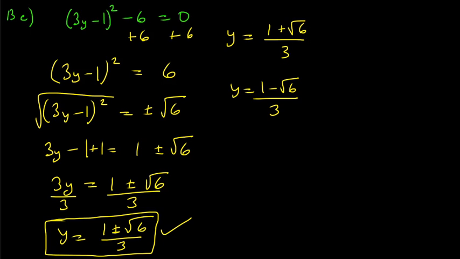So these are real numbers, and in fact, you can use your calculator to approximate. And this is what my calculator gives me. So 1 plus square root of 6 over 3 is about 1.1498, and 1 minus the square root of 6 over 3 is about negative 0.4832.